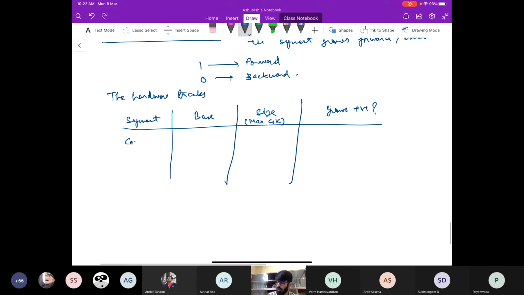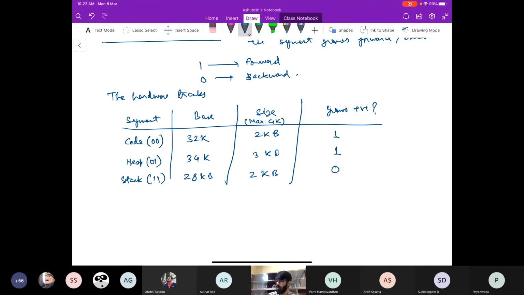So let's say the code, which was 00, the base of it was 32K, size was 2KB, grows positive, yes. Heap is at 01, this was at 34KB, and size was 3KB. Does this grow positive? Yes. And the stack at 11, this was at 28KB, size 2KB, and does it grow positive? No.